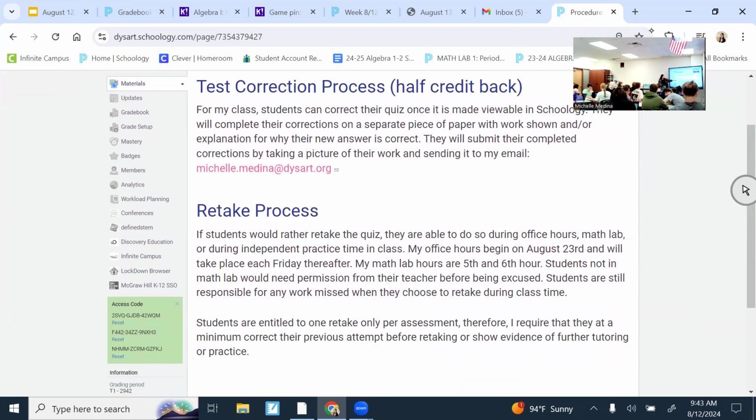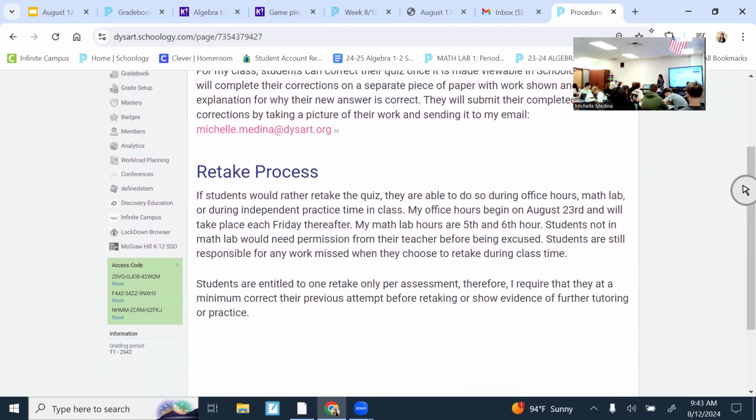If you want to retake, so listen real quick. I highly recommend, listen with your ears, not your mouth. I highly recommend if you didn't get the grade you want, to do both at some point. Correct it first. And then if you want to retake it for more points, now that you kind of understand it a bit better, that's done during office hours or during math lab, which we don't have math lab. You can ask permission from your teacher to come in, but they need to give you permission. Otherwise, you can just wait till August 23rd when I have office hours. And then you can retake it at that point.